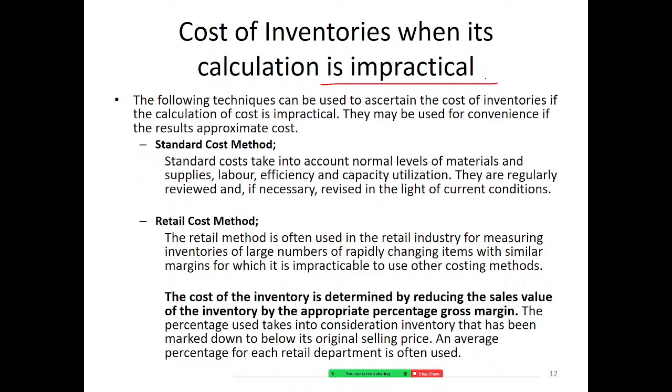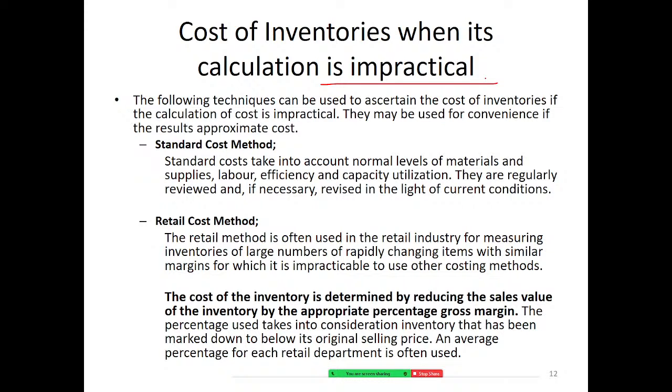The first method is the standard cost method. The standard cost takes into account normal levels of material and supplies, labor, efficiency, and capacity utilization. So they are regularly reviewed and, if necessary, revised in light of the current situation. So they use standard costing. You might study standard costing in cost accounting in detail.